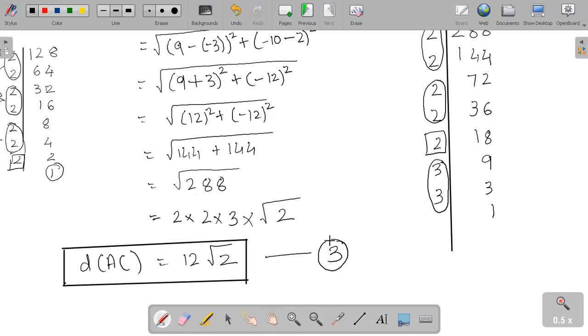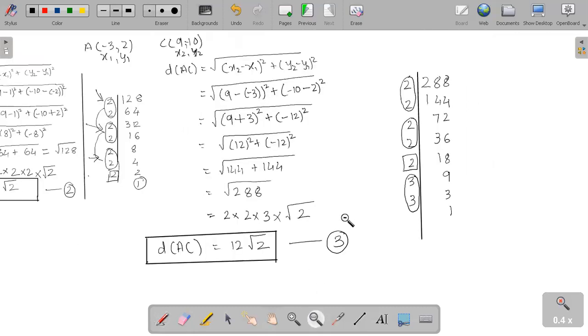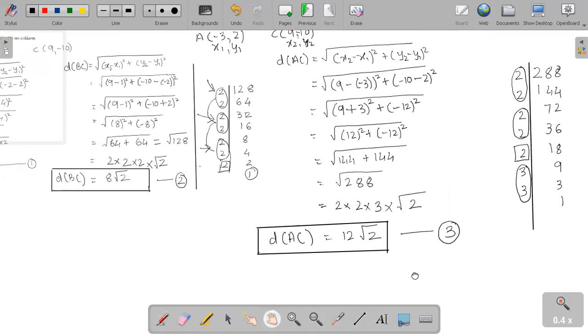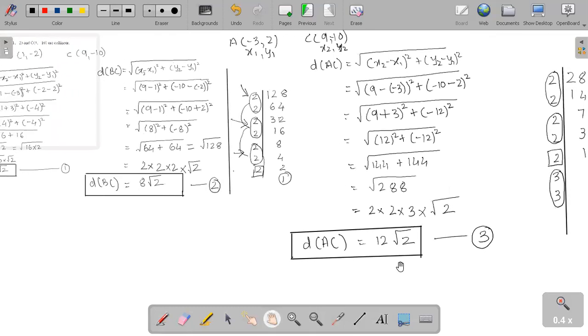Okay, is this clear up to here? We found out distance AB, distance BC, and distance AC. Okay, so I want you to write up to here. We have not yet finished with the sum, okay? Write up to here, and then I'll continue with the next step.